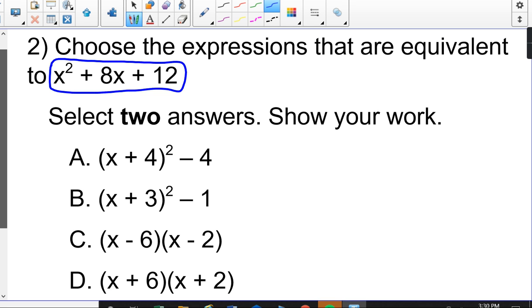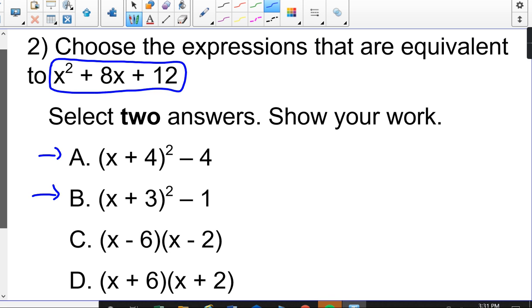That's why it's 2 answers, because every quadratic can be expressed in standard form, the way we were given it, in vertex form, and in factored form. So let's look at the 2 perfect square forms. One of them says x plus 4 squared, and one of them says x plus 3 squared.